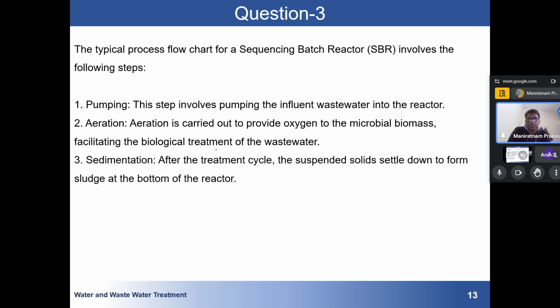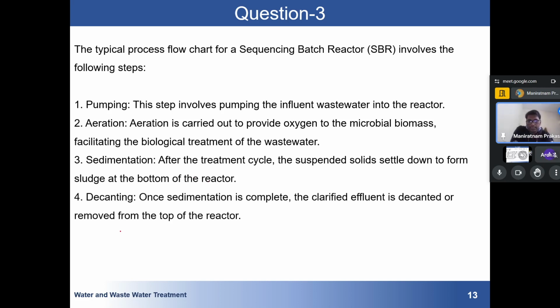Third step is sedimentation. Once the organic matter has been consumed by microbes, some waste will be generated, and that will settle down. After the treatment cycle, the suspended solids settle down to form sludge at the bottom of the reactor. So this is the third portion.